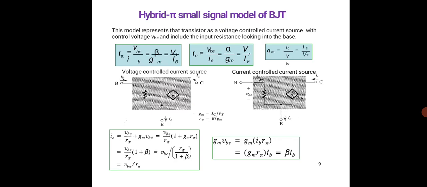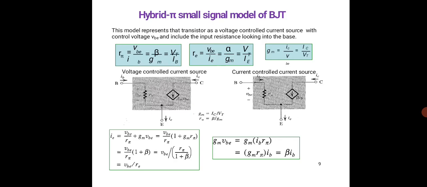Okay, so this model represents a transistor as a voltage controlled current source with a control voltage VBE, and it includes the input resistance looking into the base. So we have seen the previous expressions for r pi and re, and that is represented again over here. The only thing is that r pi involves beta and re involves alpha, right? And here gm is given as IC by VT.